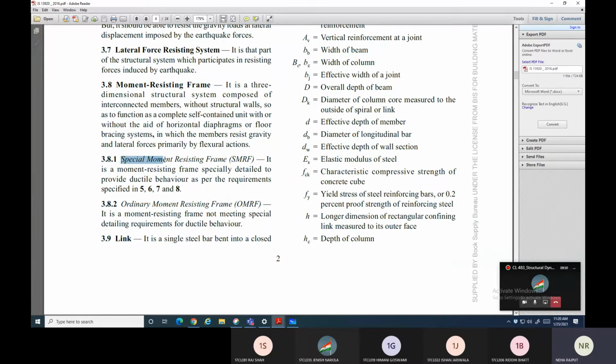Then another term is special moment resisting frame. It is a moment resisting frame with the slab, beam, column, footing, specially detailed to provide ductile behavior as per requirements specified in 5, 6, 7, 8. And another term is ordinary moment resisting frame. Moment resisting frame is a three-dimensional structural system having all the structural components interconnected with each other without the structural wall. That frame is known as moment resisting frame.